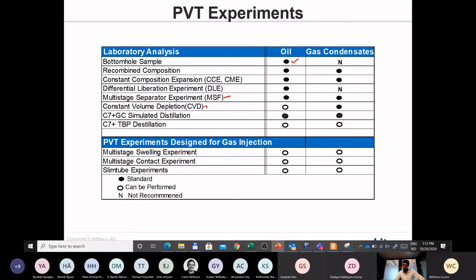doesn't come close to following the compositional path of the producing reservoir. The CVD doesn't either, right? Yeah, it doesn't follow the same path, but it's closer. Yeah, but for the gas condensate, it's very close. But even there, it's not exact. It's just closer.